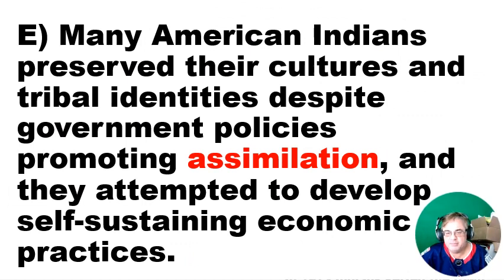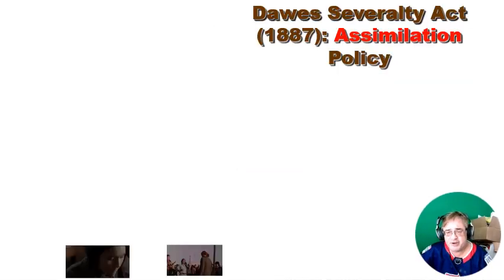Now, many Native Americans worked to preserve their cultures and tribal identities despite the government policies that promoted assimilation. You see that term's in red, and that means I'll talk more about that in some detail for you guys, okay? We'll talk about the act that does it, what it means, and come back to that. Now, here is the Dawes Severalty Act of 1887. This actually prefigures the Wounded Knee battle there.